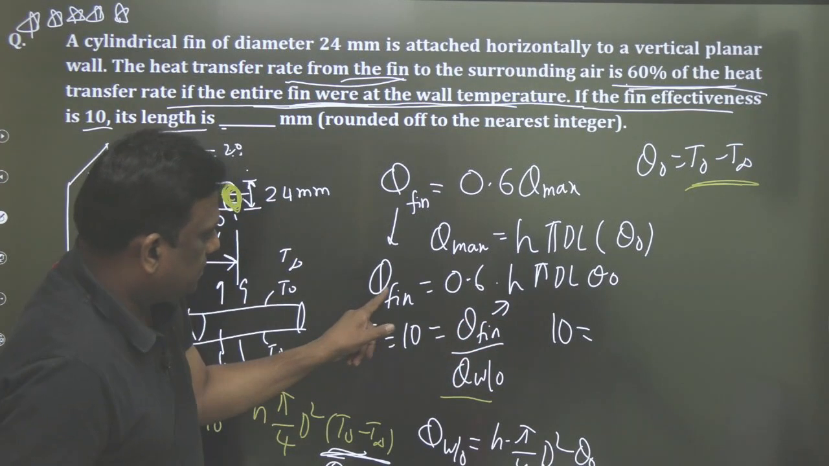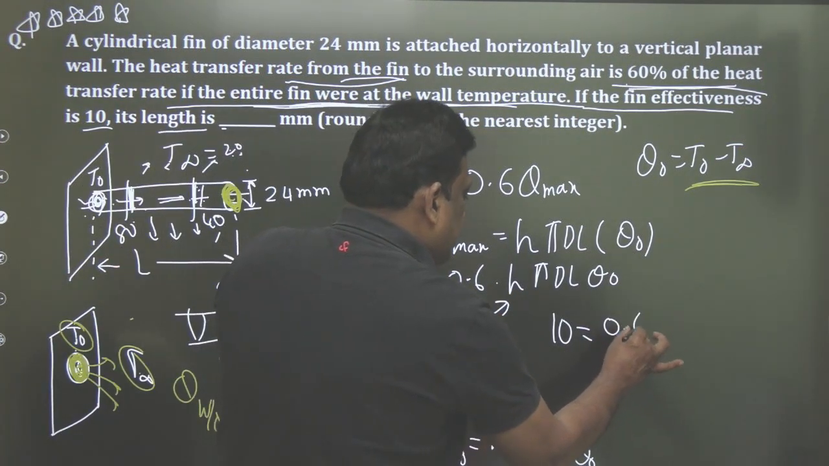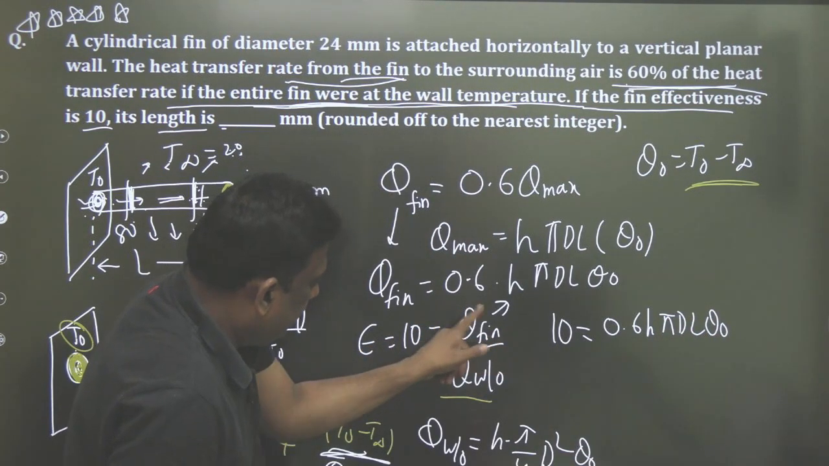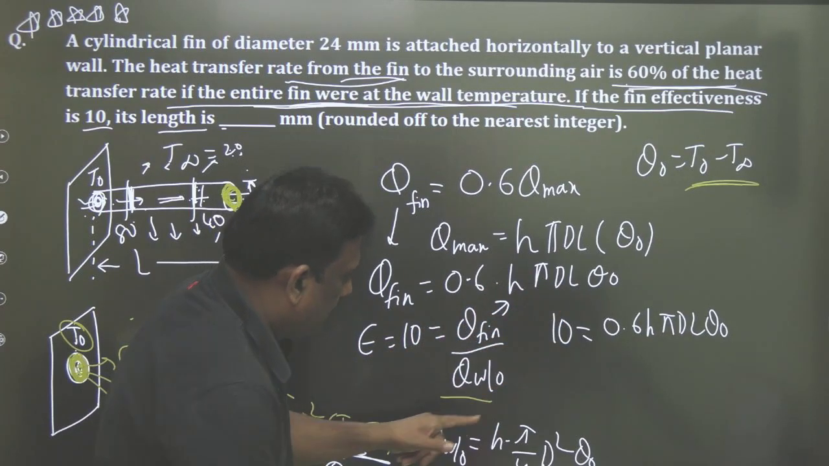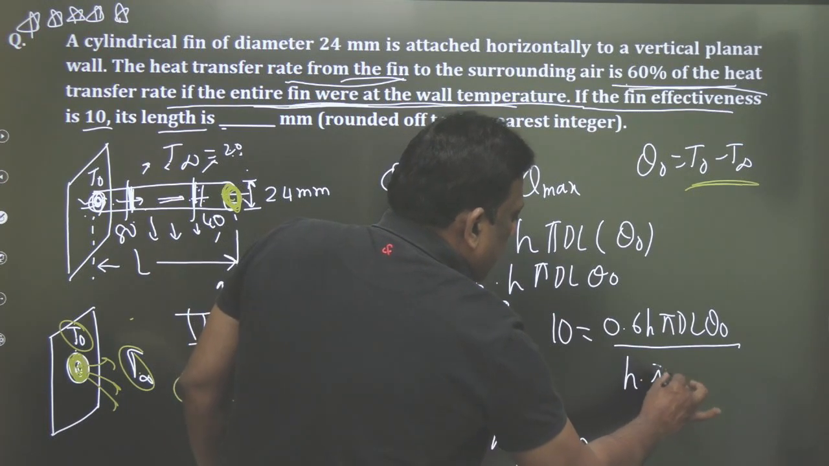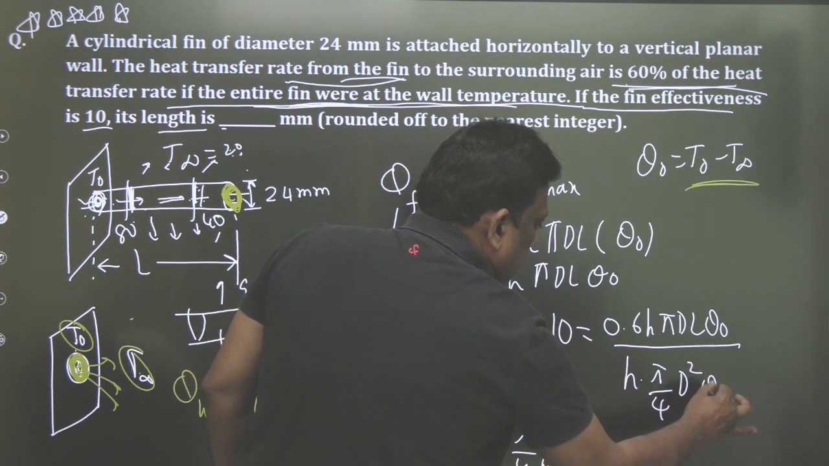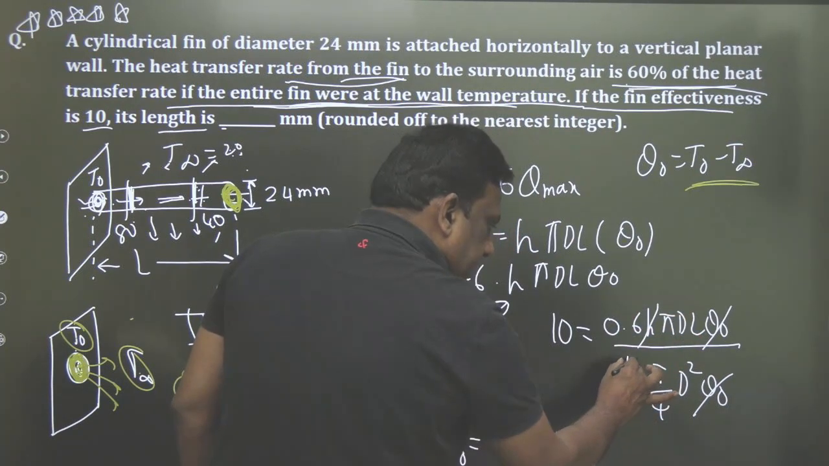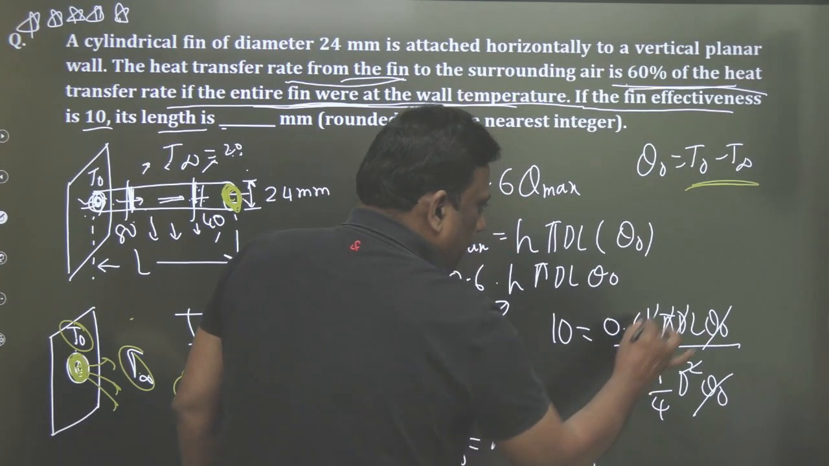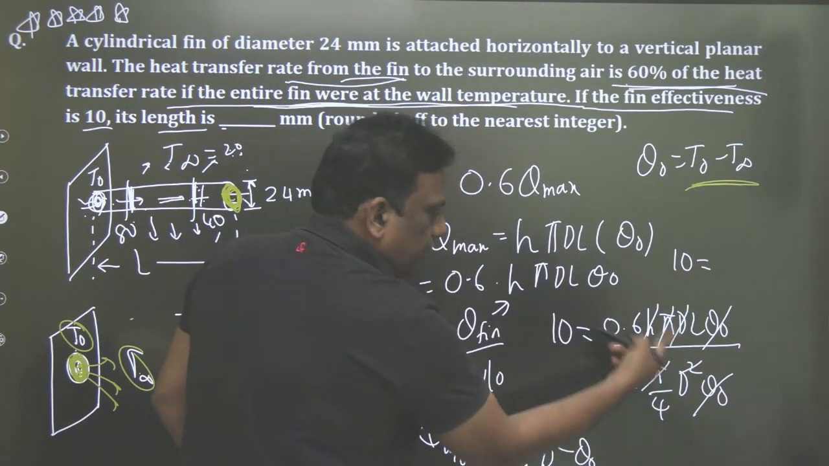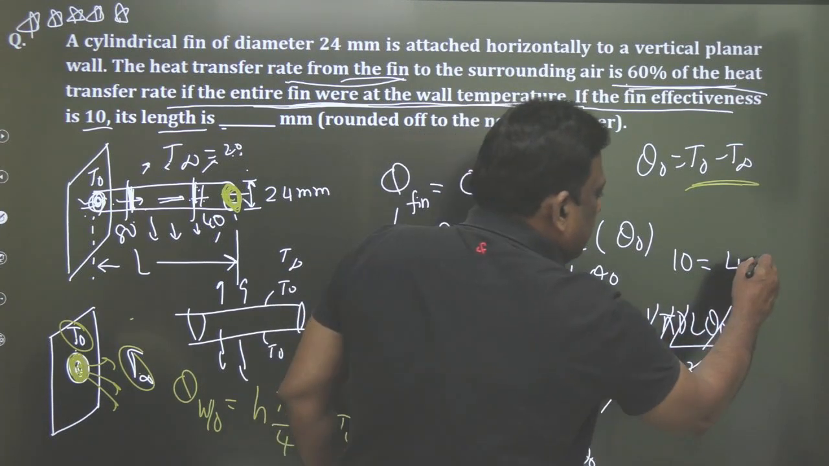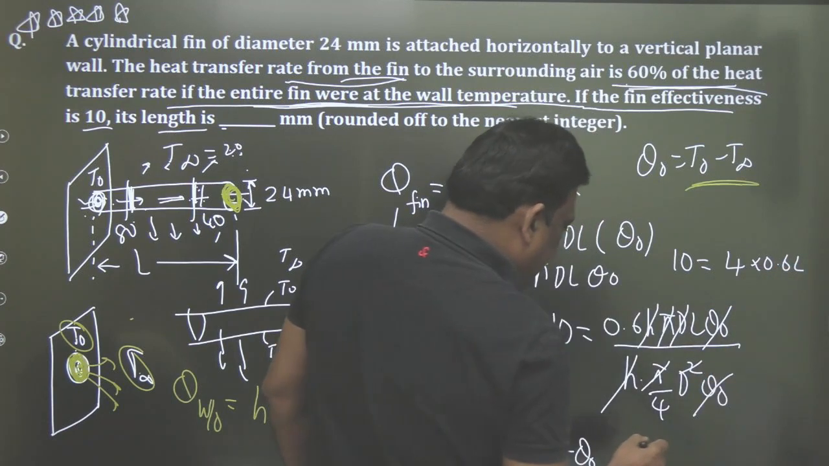Already you know heat transfer with fin as 0.6 h pi d L theta naught. So 10 is equal to heat transfer with fin, 0.6 h pi d L theta naught, by without fin, h pi by 4 d square theta naught. Theta naught is gone, h is gone, pi is gone, d is gone. Therefore 10 is equal to, this 4 will go to the top, so there is 0.6 L.